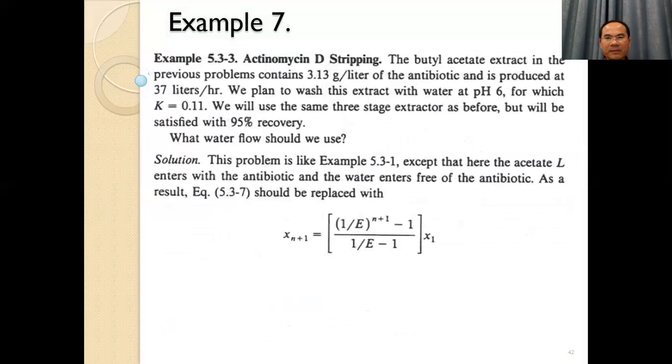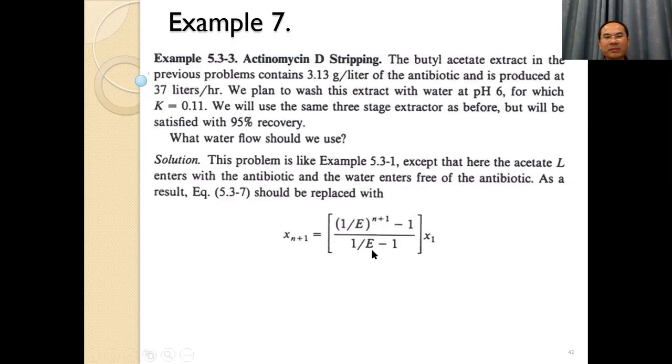And another example, right? The butyl acetate extract in the previous problem contained 3.1 gram per liter of antibiotic and is produced at 37 liters per hour. We plan to do the extraction with water. For this case, after you extract by butyl acetate, the amount of the antibiotic is 3.13 gram per liter of the solution. And for this case, we would like to remove this by water.